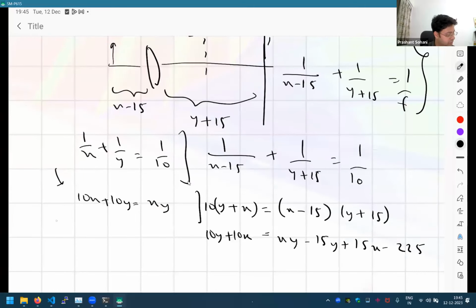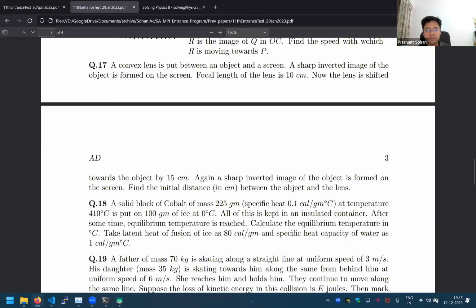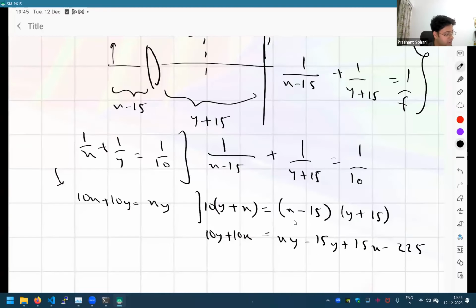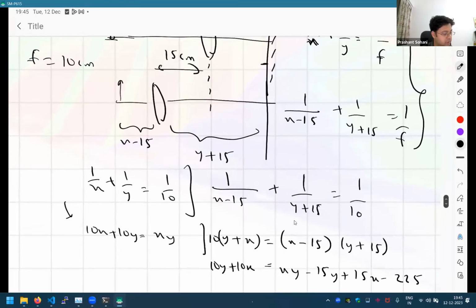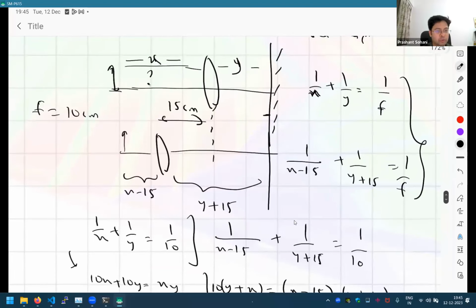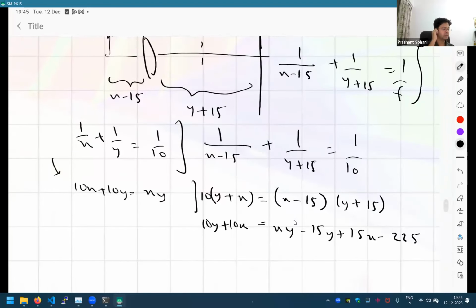Okay, so we have these two equations, and what are we supposed to find out? We are supposed to find the initial distance between the object and the lens. So we are interested in the distance of the object from the lens, in other words, we are interested in finding the value of x. In the original diagram, this x is the unknown we want to find. So as far as possible, we should try to eliminate y, right? Whatever is the unknown we want, we should keep it. Otherwise, we just have to add one more step in our calculation.